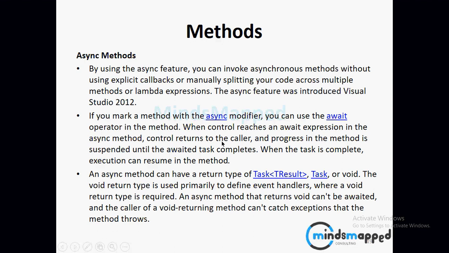An async method returns control to the caller, and progress in the method is suspended until the awaited task is complete. When the task is complete, execution can resume in the method. An async method can have a return type of Task, Task<TResult>, or void. The void return type is used primarily to define event handlers, where a void return type is required. An async method that returns void cannot be awaited, and the caller of a void-returning method cannot catch exceptions that the method throws.